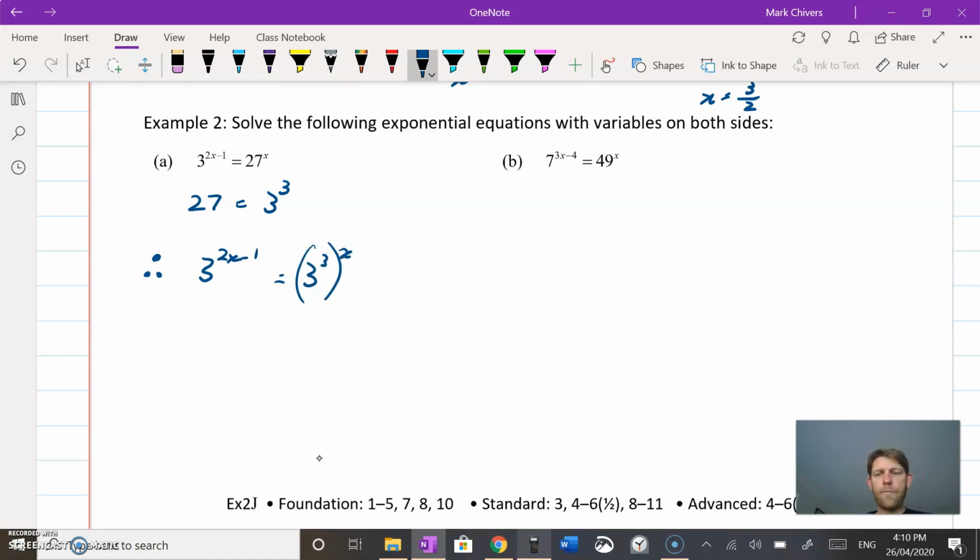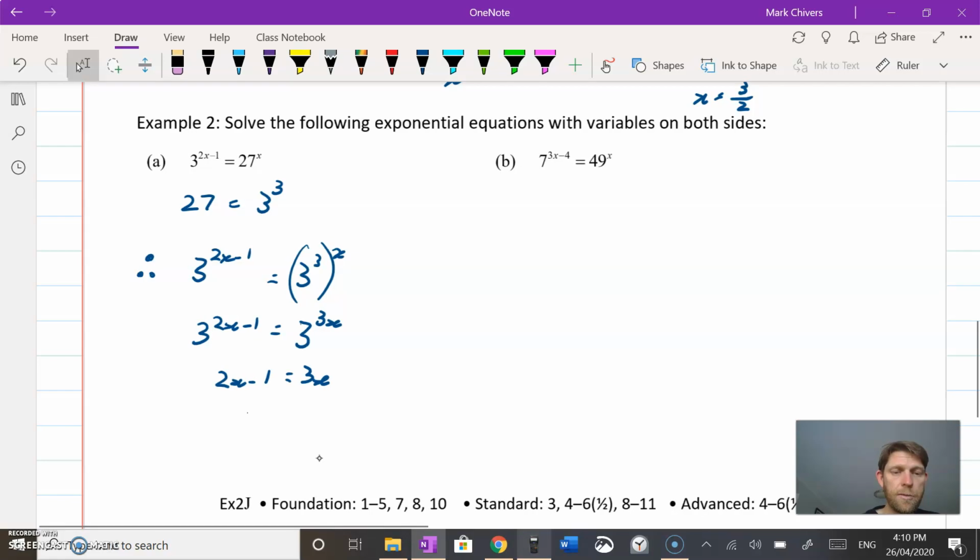So therefore we're going to have 3 to the 2x minus 1 equals 3 cubed to the power of x. And if we simplify that, we're going to have 3 to the 2x minus 1 equals 3 to the 3x. So the only way that's going to be true is if 2x minus 1 equals 3x. Otherwise, we're not going to get a possible solution to that question. So if I start next by taking away 2x from both sides, I'm going to end up with negative 1 equals x. And there's my answer, x equals negative 1.